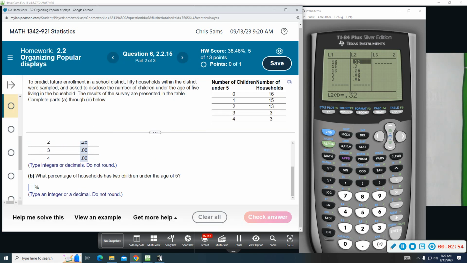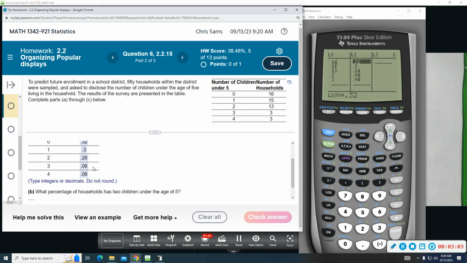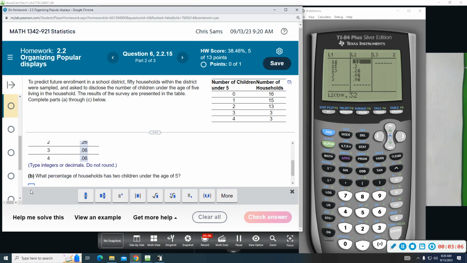What percentage of households has 2 children under the age of 5? So 2 under the age of 5, that was the 13. So that was 0.26 or 26%.